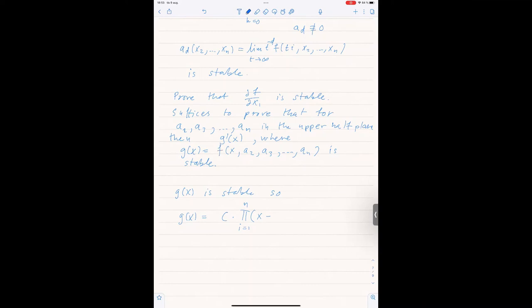Yeah. And so also, g of x is the restriction. We've just restricted all the other variables to be in their upper half plane, and then we just vary the first. And when you're expressing AD as a limit, you're going to have a power of i in there. It doesn't affect the stability, but there should be an i to the d in the front, right? Yeah. We will get i to the d. Yeah.